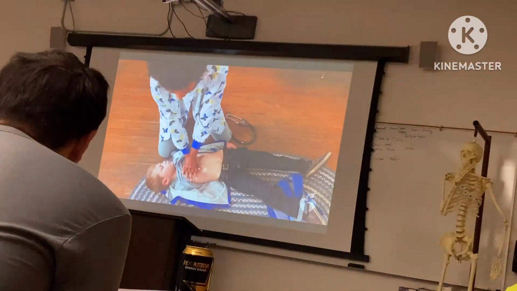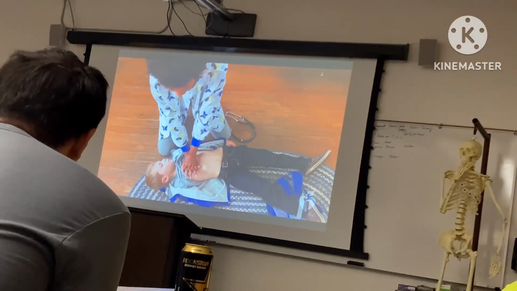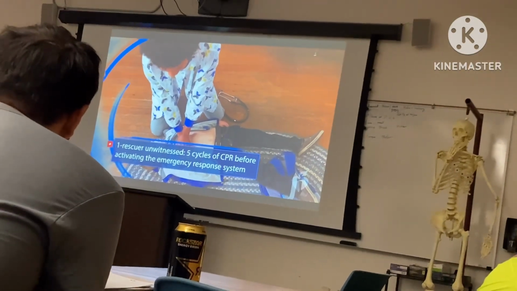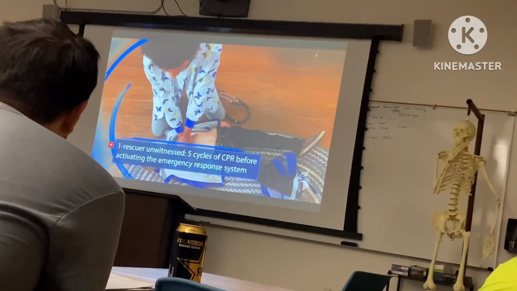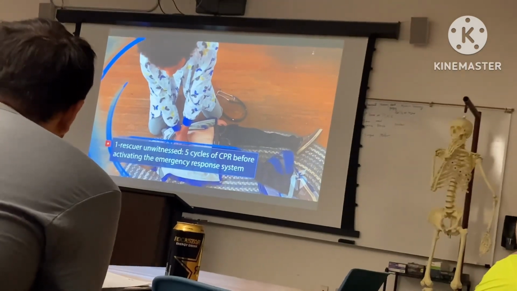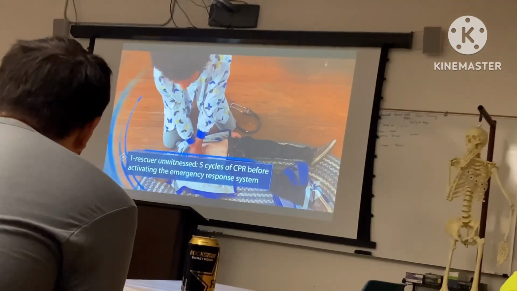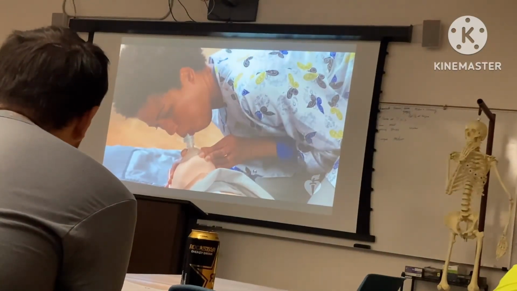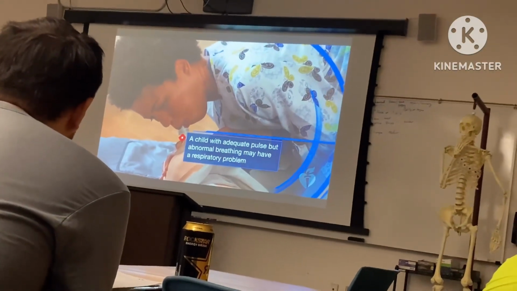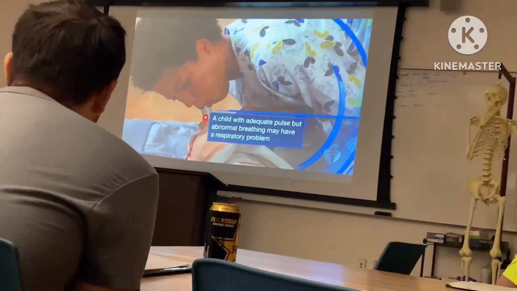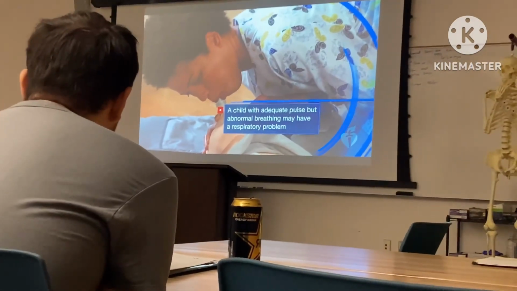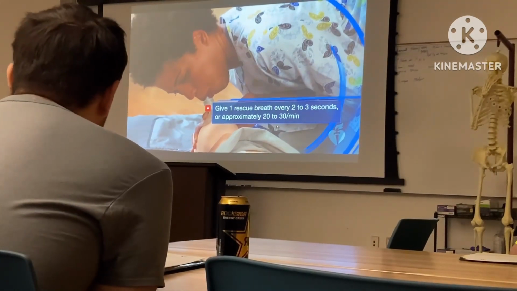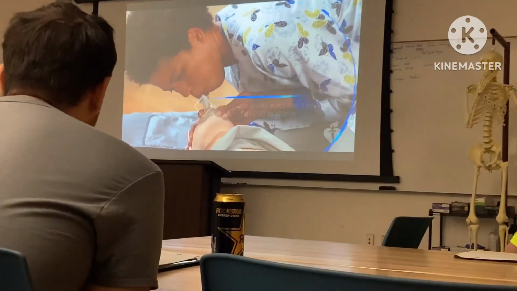Another difference is when to activate the emergency response system. If you do not witness the arrest and you're alone, you should perform 5 cycles of CPR to deliver oxygenated blood to the victim's brain before you activate the emergency response system. If the child has an adequate pulse but is not breathing normally, it may be due to a respiratory problem, so you must provide rescue breaths. Deliver 1 breath every 2 to 3 seconds or 20 to 30 breaths per minute.